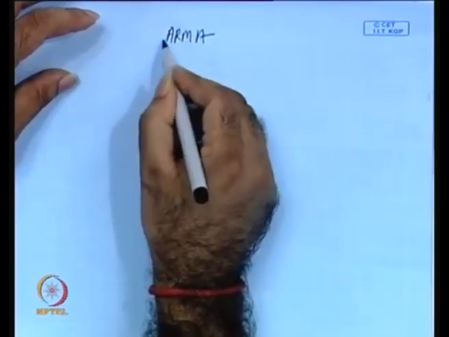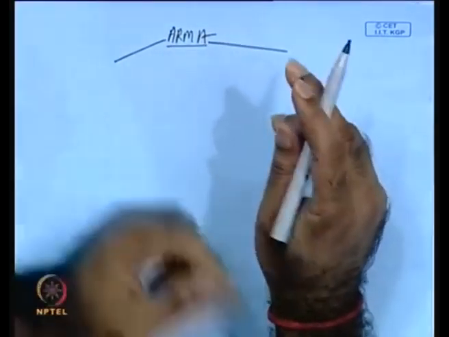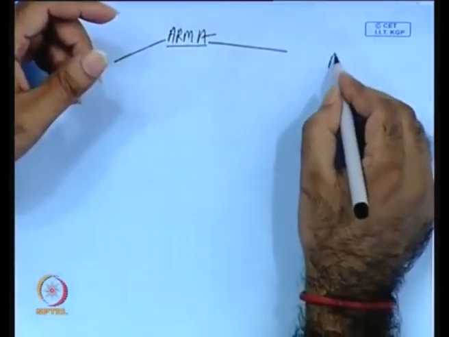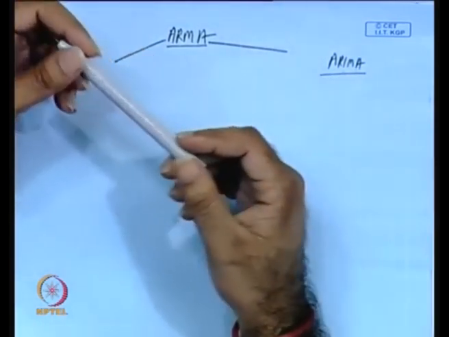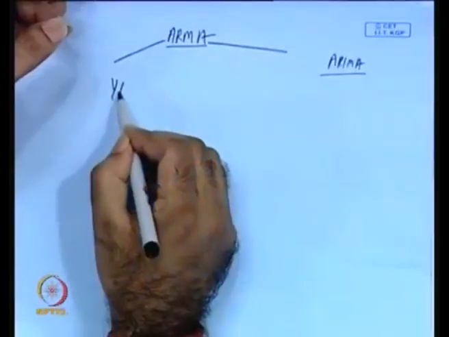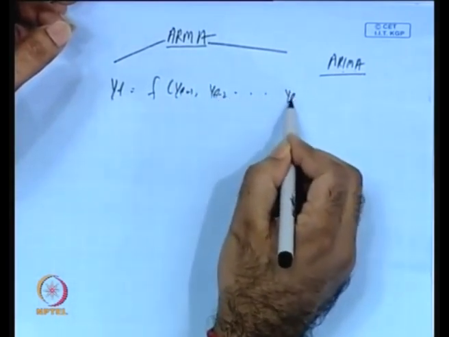Now another scheme is called ARMA. We know what is autoregressive, we know what is moving average. Now it is called autoregressive moving average. Sometimes it is called ARIMA, autoregressive integrated moving average methods. We will learn what is integrated, that is the order concept, integrated of order what. First let me highlight ARMA, then we will go to the order of integration. We know yt as a function of yt minus 1, yt minus 2, up to yt minus k, then ut.